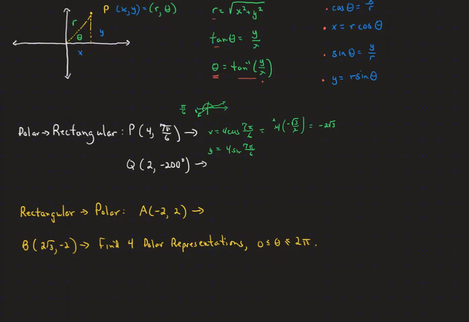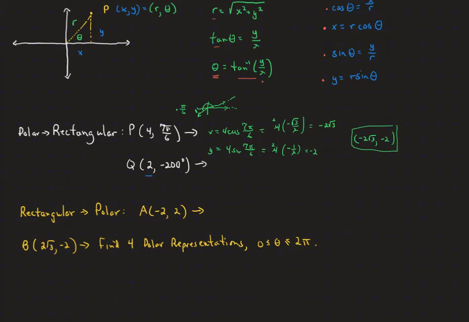Similarly, at 7 pi over 6, again, our reference angle is pi over 6. Sine starts small. Sine of 0 is 0. Sine of pi over 6 is 1/2. But because we're in quadrant 3, sine is negative there, so that will be a negative 1/2. And we'll end up with a y-coordinate of negative 2. And so our rectangular or Cartesian coordinates are going to be a negative 2 square root of 3, comma, negative 2.